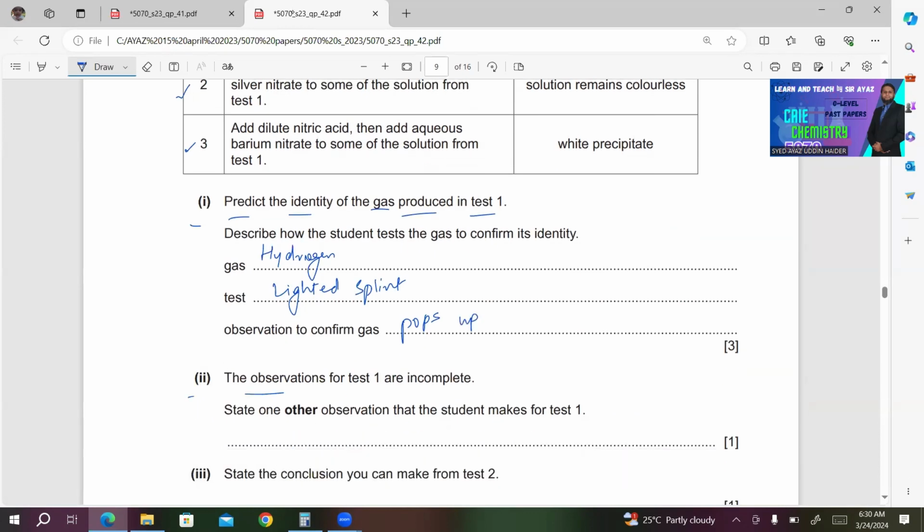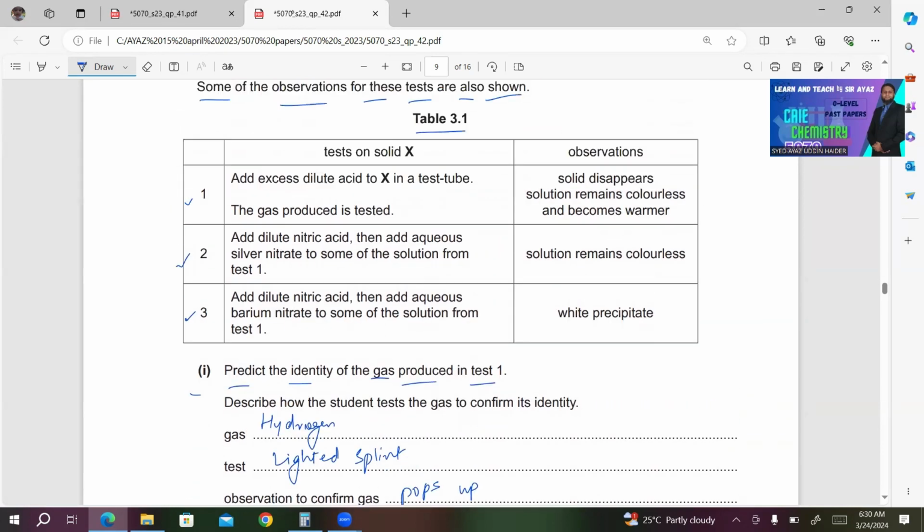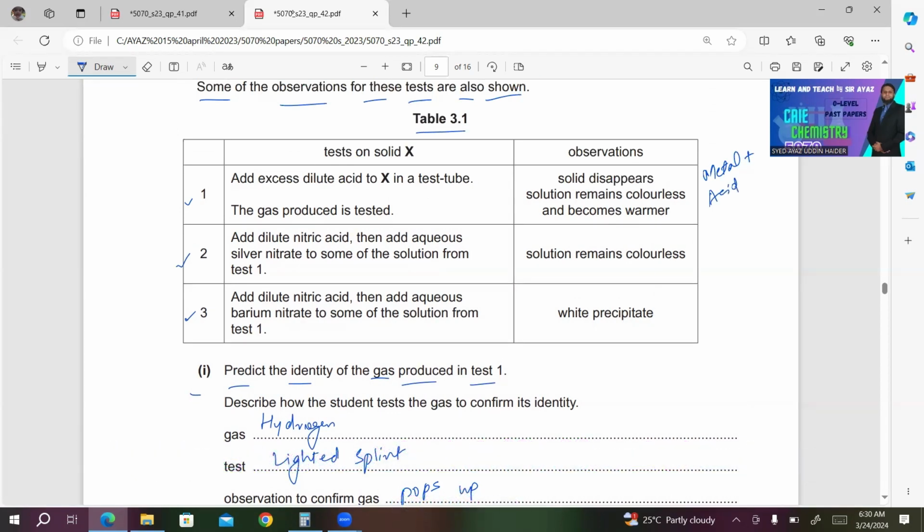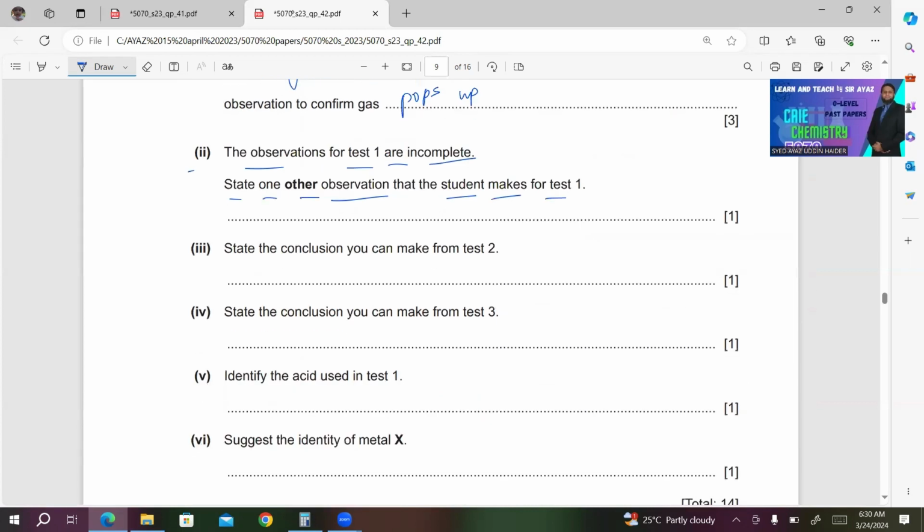Number 2, the observations for test 1 are incomplete. State one other observation that the student makes for test 1. Test 1 is the reaction between metal and acid. So hydrogen is produced, as I've already mentioned. So you definitely observe fizzing or bubbling. Bubbling or fizzing. You can even write effervescence. These indicate the formation of gas.